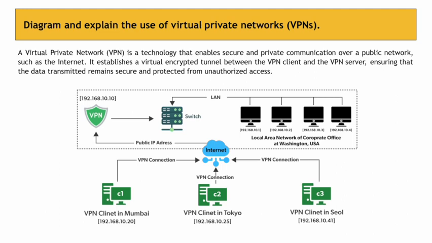The diagram is shown below. First is the VPN connection: VPN client and VPN server in different cities like Mumbai, Tokyo, and Seoul, with some VPN public IP addresses, and they are connected to the local area network, LAN, of a corporate office at Washington, USA. And there are some switches.